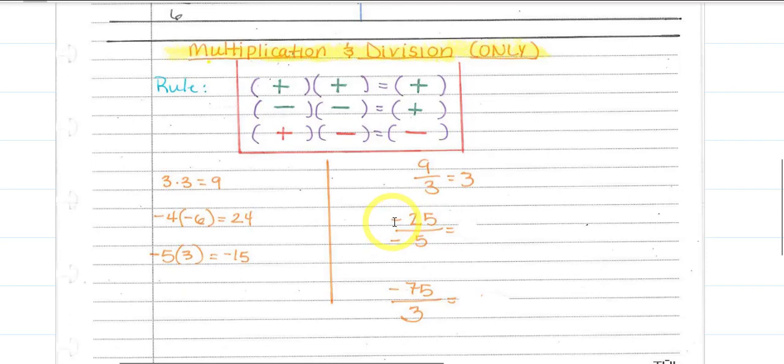In the second example, I have negative 25 divided by a negative 5. Both of the numbers being divided are negative. The answer will be positive 5. And in the last example, we have a negative 75 divided by a positive 3. So one of them is negative, the other one is positive. My answer will be a negative 25.